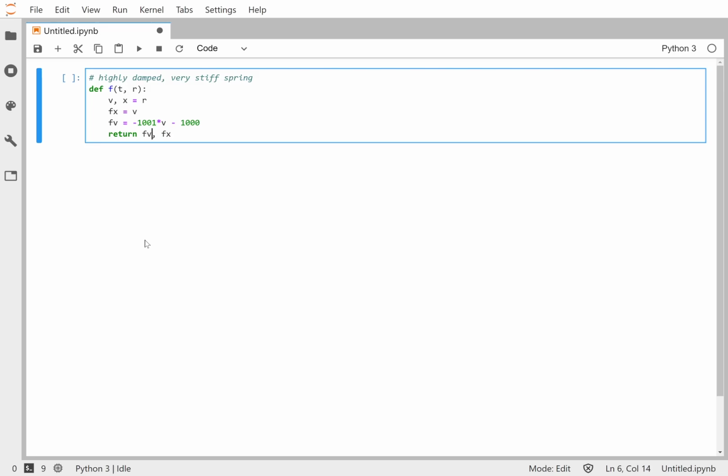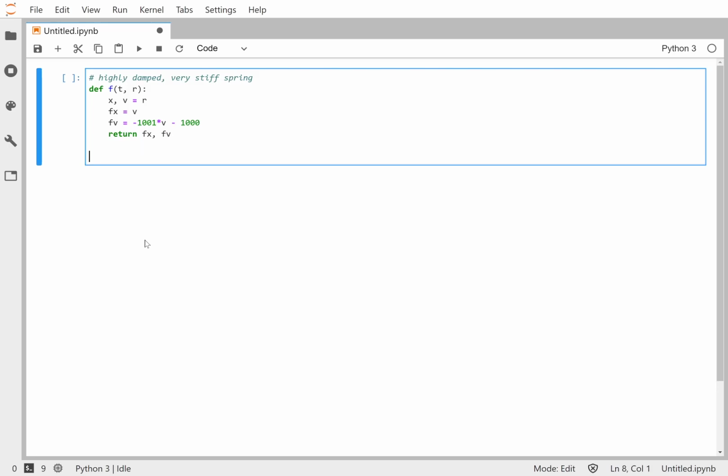That feels backwards to me. It doesn't really matter as long as we're consistent here for the beginning and the end, but I want to do x first. Okay, anyway, so that's our equation. And so you remember the way this works. We have some solution object come out of this function here, integrate dot solve IVP. We give it our function. Let's go from t equals 0 to 1000.